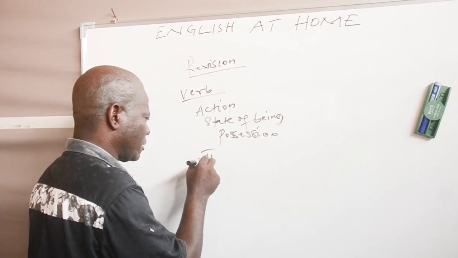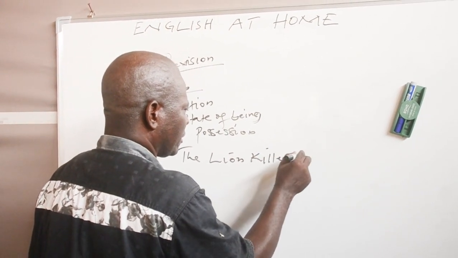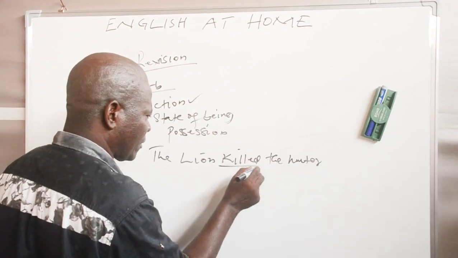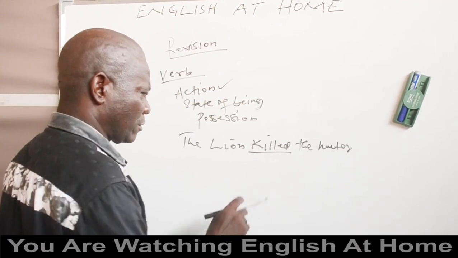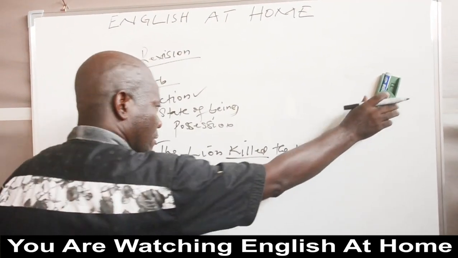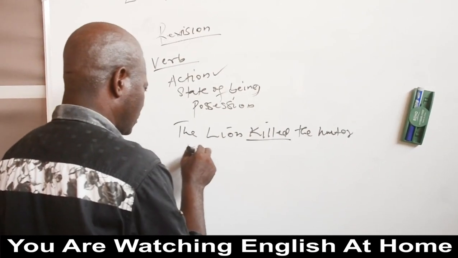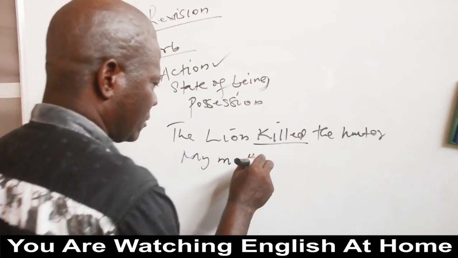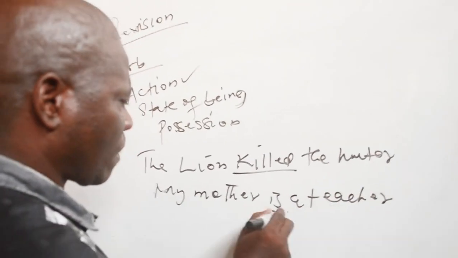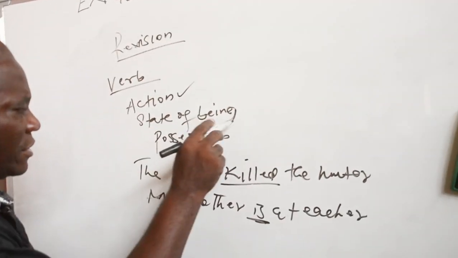So we used three sentence examples last week. We said, the lion killed the hunter. That was expressing action. The verb killed expresses action. It is an action verb. The second sentence example: my mother is a teacher. So we saw the verb is being. It expresses state of being.